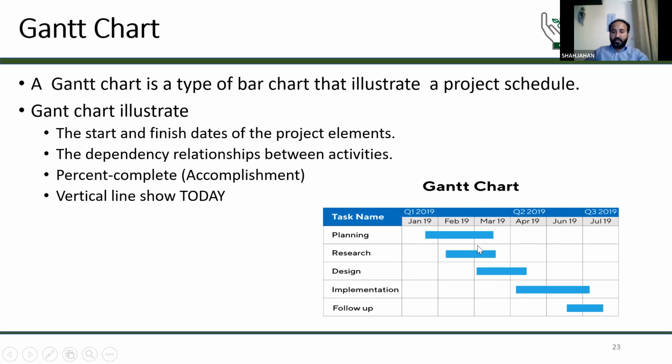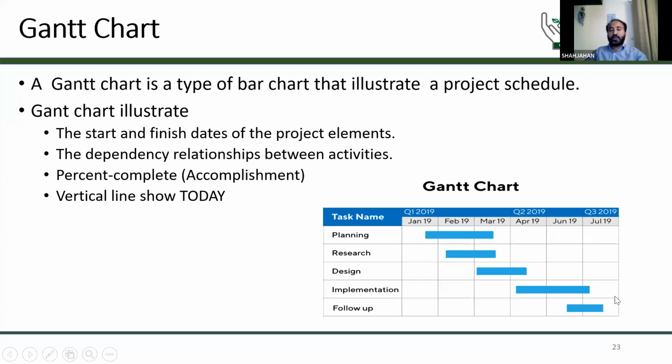So if you can see in this example, we have a project here for the research. So first of all, we will start planning. Let's say we will start planning from January to March. During this tenure also, we will start the research for that project. And we will design from March to April. And then we will implement that project from April to the start of July. And then after this, we will follow up again on this project at the end of July.